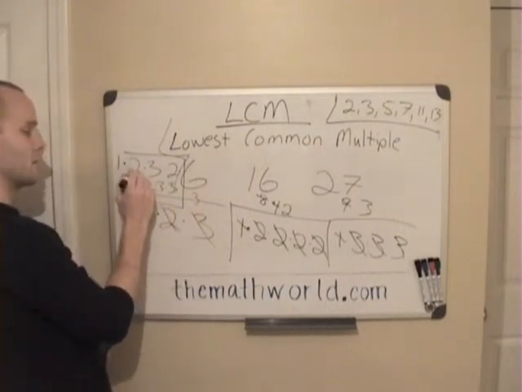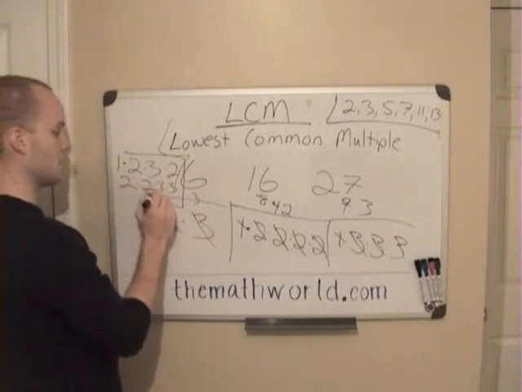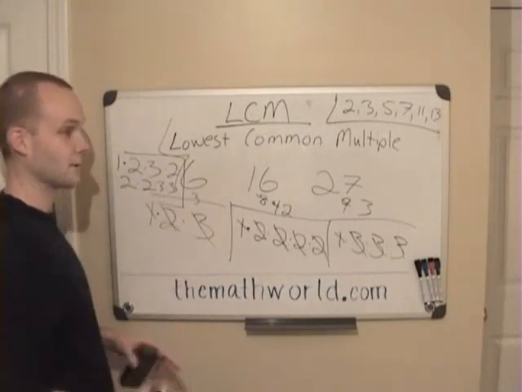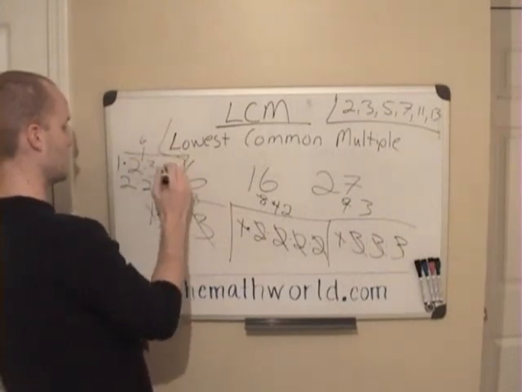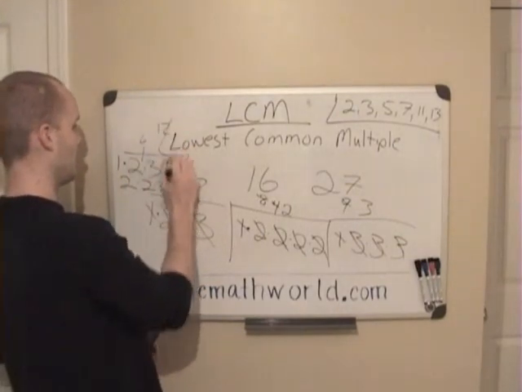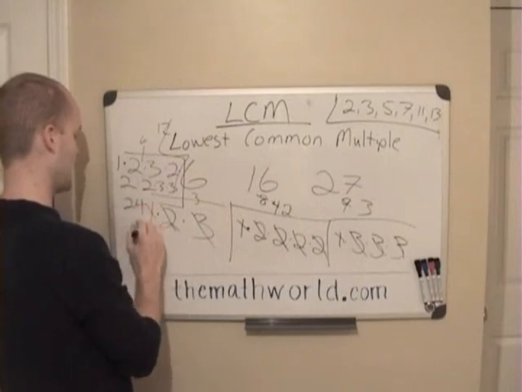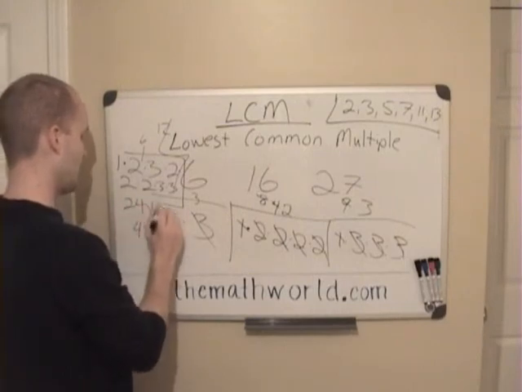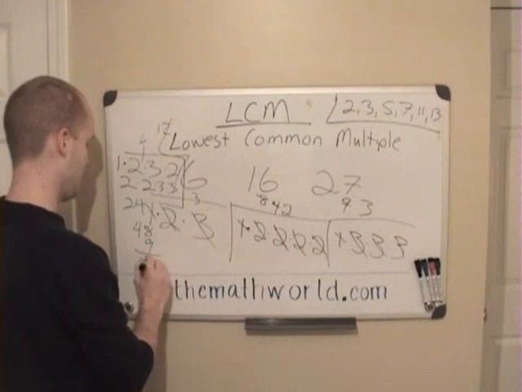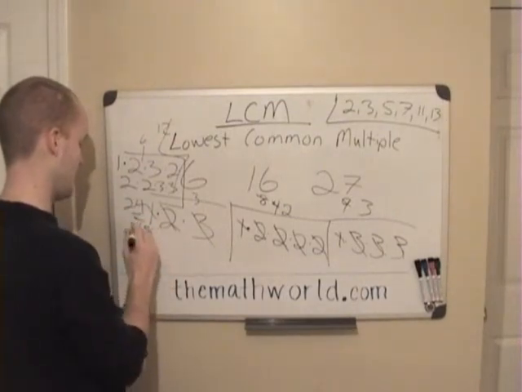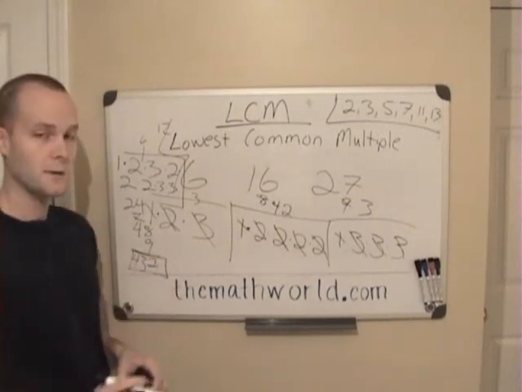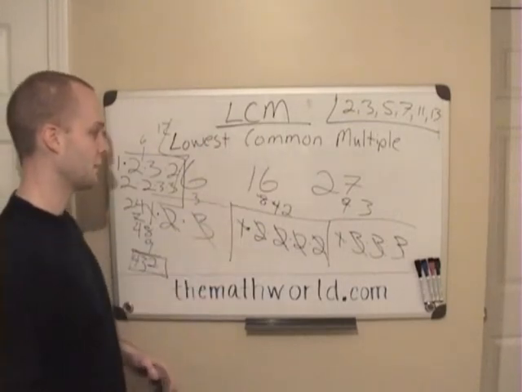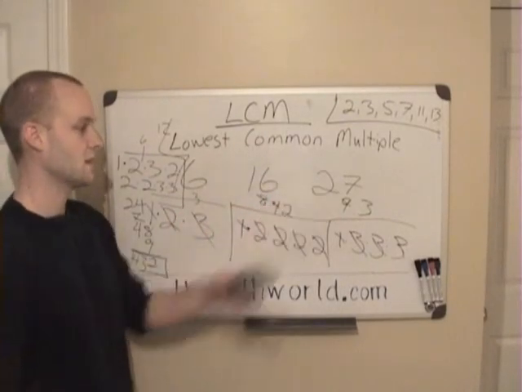So 1 times 2 times 3 times 2 times 2 times 2 times 3 times 3 is the answer. And I'll go ahead and do it real quick. That's 6, and that's 12. And 24, 48, times 9, 2, 7, 36. So 432 is the LCM for 6, 16, and 27.